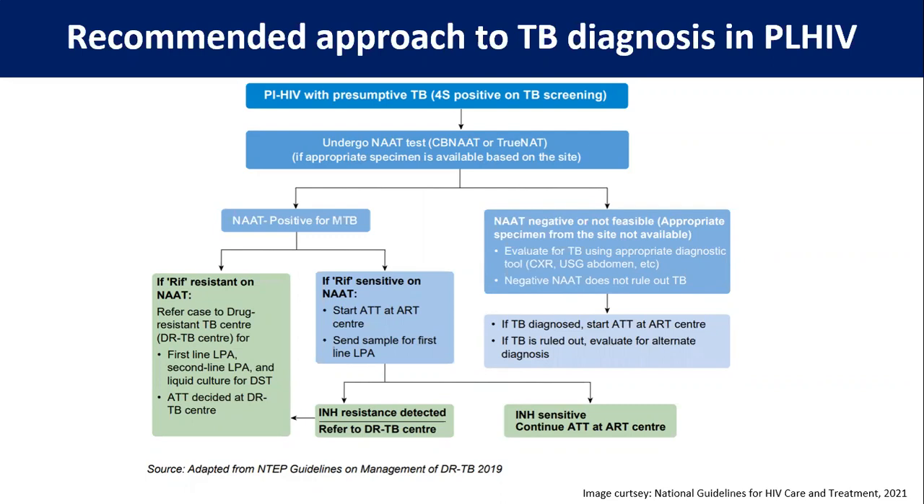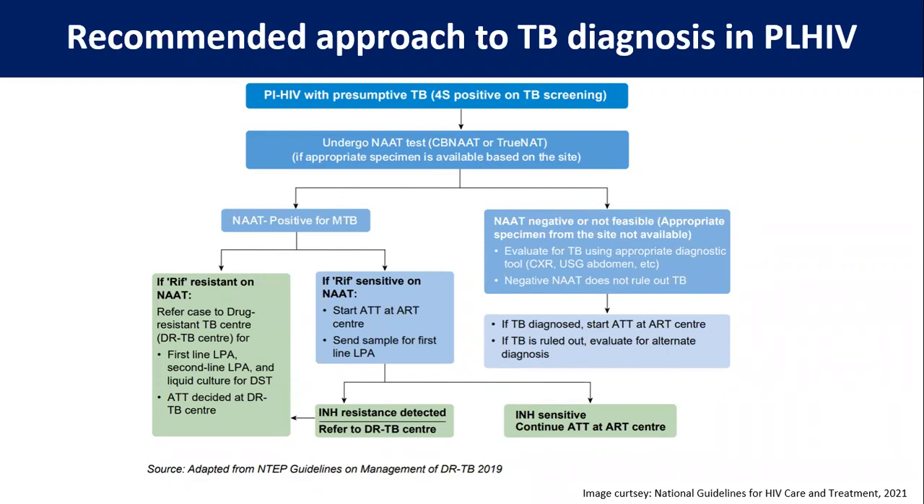If later on we find that the patient is having INH resistance, then we send the patient to DRTB center. And if rifampicin is resistant with the CBNAT test, then we directly send the patient to DRTB center for the management of ATT, for the management of tuberculosis.